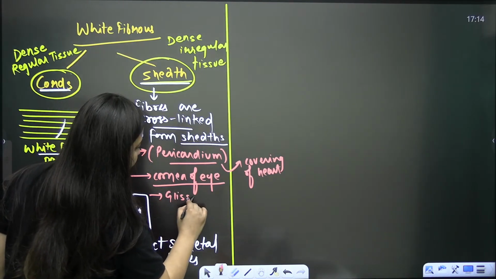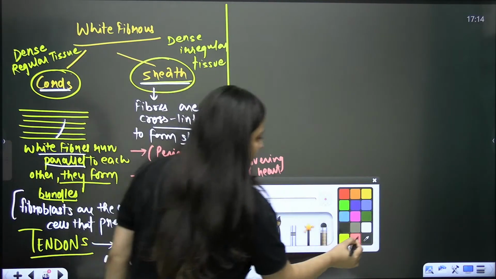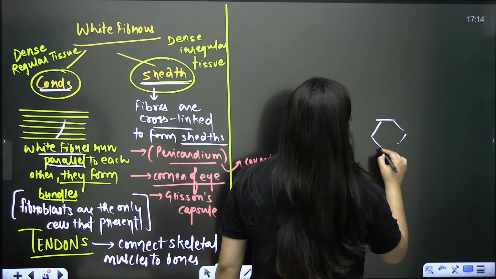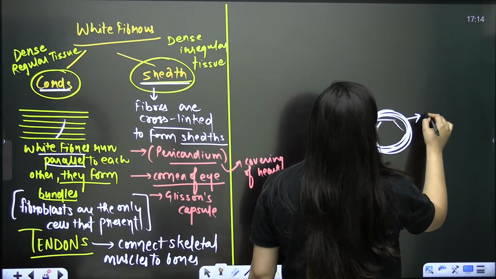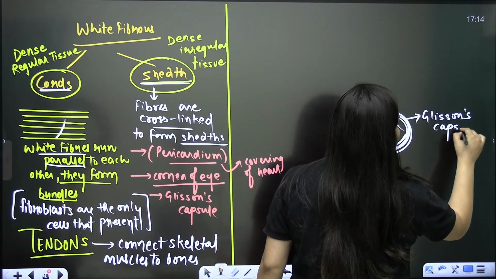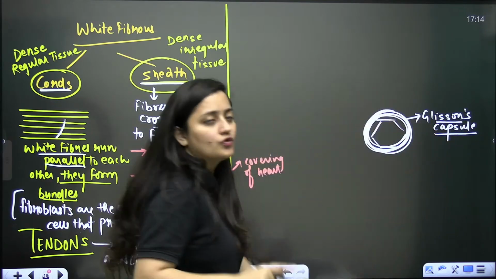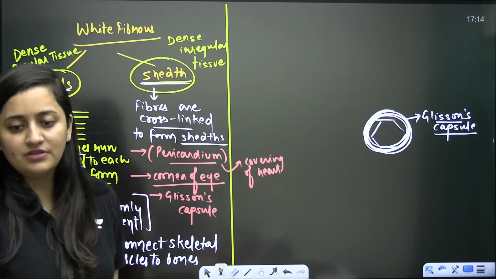Do you know Glisson's capsule? Yes. Like you know, your hepatic lobules. In the case of mammals, it is a unique thing. Hepatic lobules are covered with the Glisson's capsule. That is something unique which is there in the case of mammals. So Glisson's capsule is also the connective tissue which is covering the hepatic lobules in the liver.